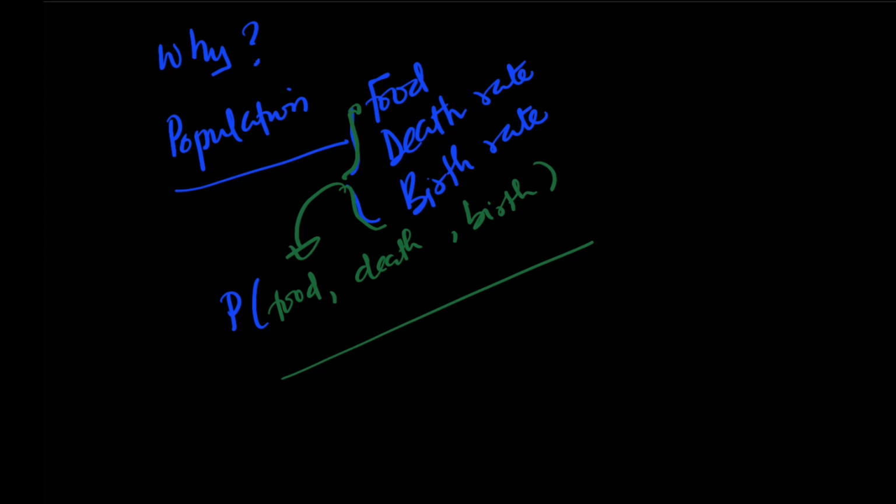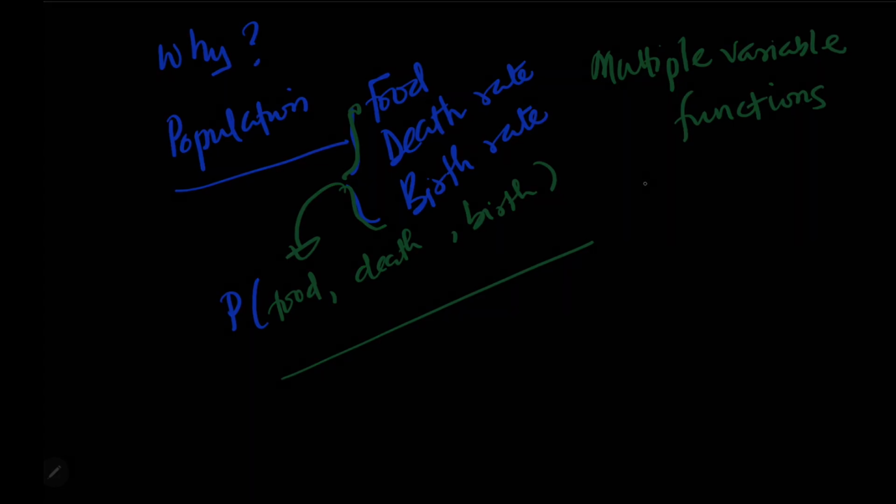It's not only this, but most of the quantities that exist in nature, their values depend on more than one other quantity. And as such, multiple variable functions or multivariable functions help us to model this kind of relationship between certain quantities. And that is the major reason why we are doing multivariable functions.